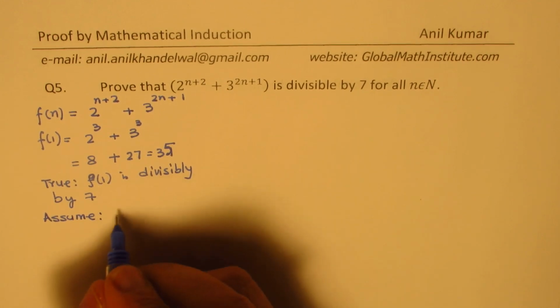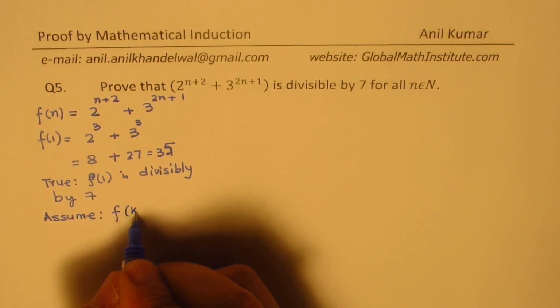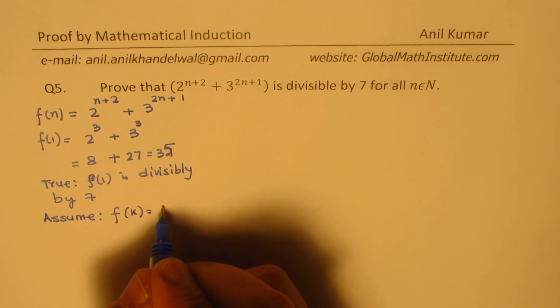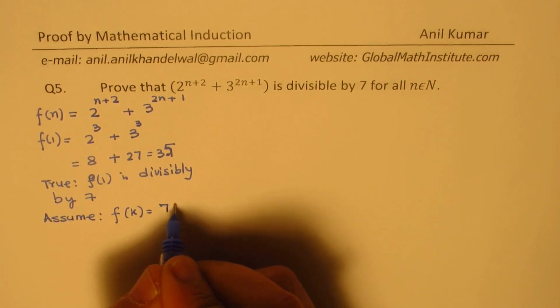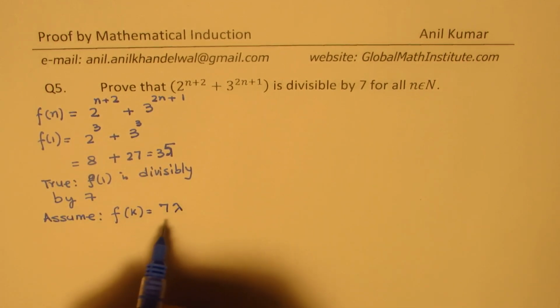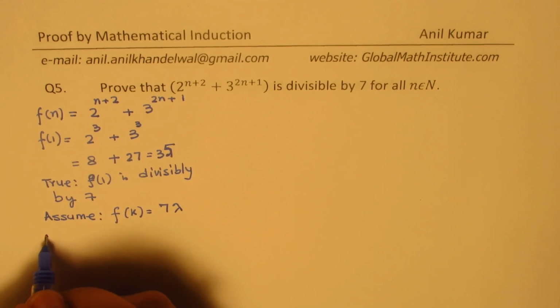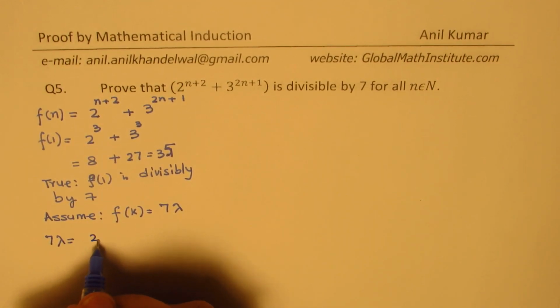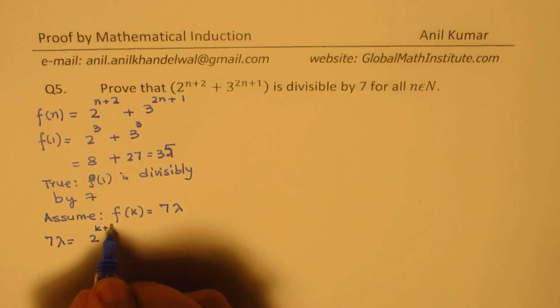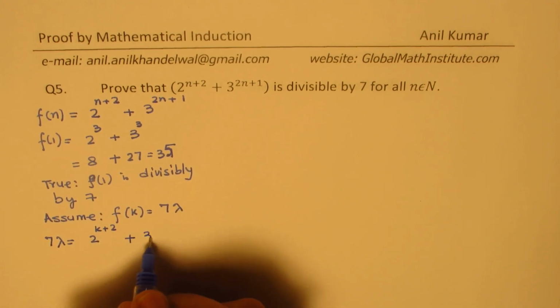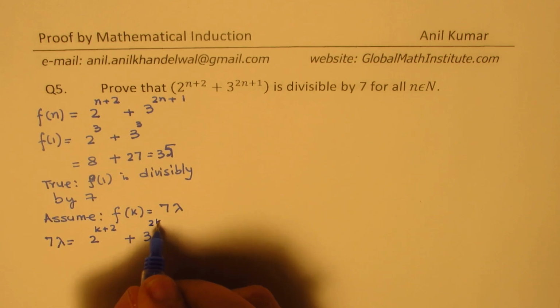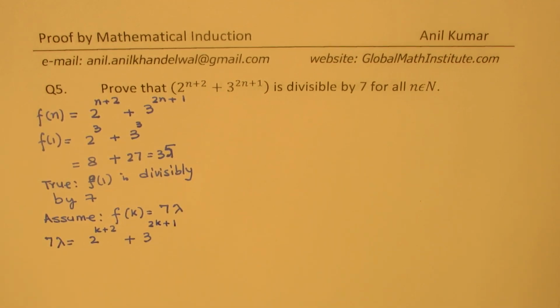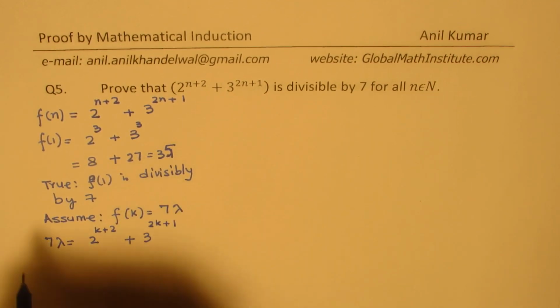Now what we are going to do here is, we are going to assume that f of k is equal to 7 times lambda. It's also divisible, right? That's what we are going to assume. So we can write 7 times lambda as equal to 2 to the power of k plus 2 plus 3 to the power of 2k plus 1, right? So we'll call this our equation number 1.